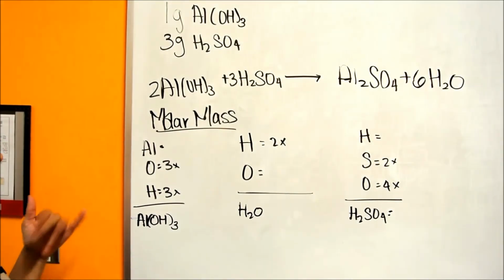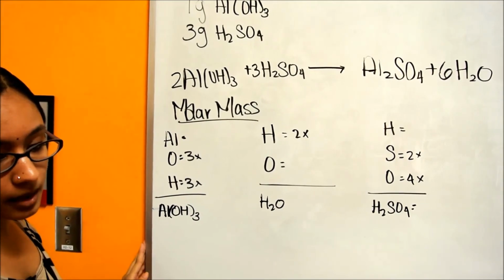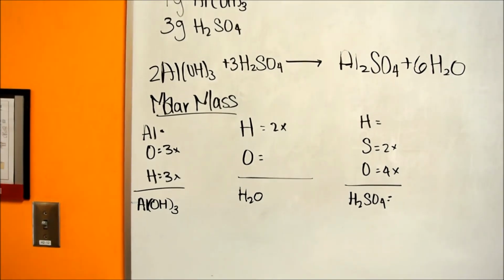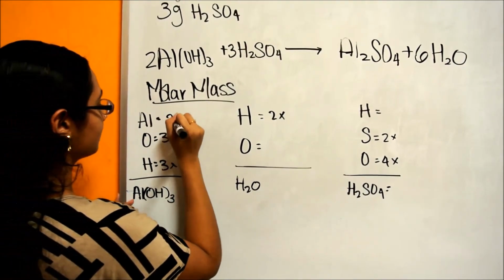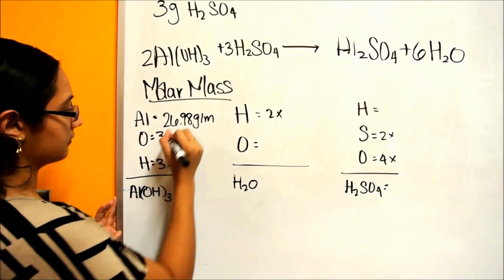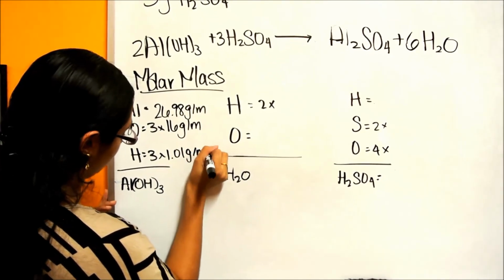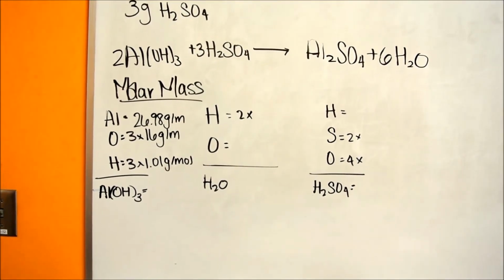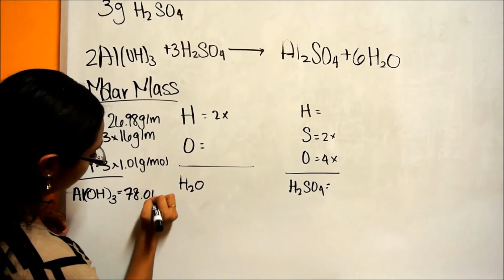So now that we have that, the next thing that I'm going to do is go ahead and find my molar masses. Aluminum has a molar mass of 26.98 grams per mole. Oxygen has a molar mass of 16 grams per mole, and hydrogen's is 1.01 grams per mole. So as a grand total, you get 78.01 grams per mole.